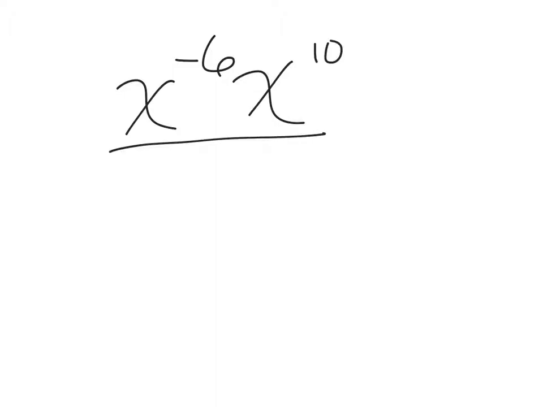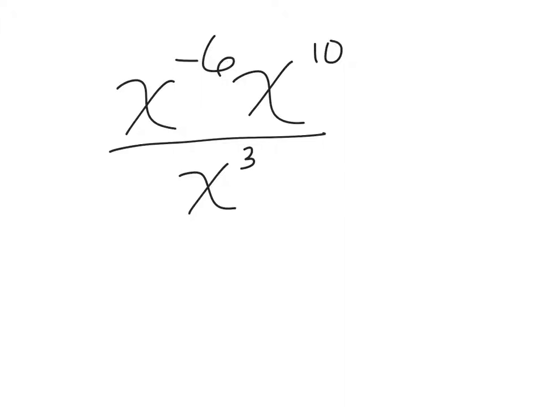No, this one won't be as elaborate. Let me show you what I mean. So let's put a couple of these rules together. Let me show you this. Let's say I have x to the negative sixth times x to the, let's say, 10th. And that's being divided by x to the third.